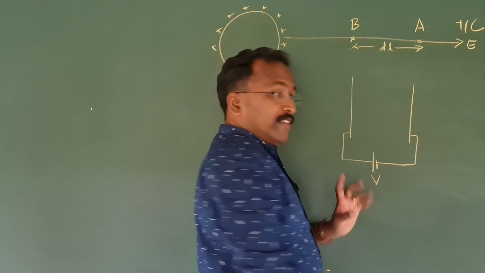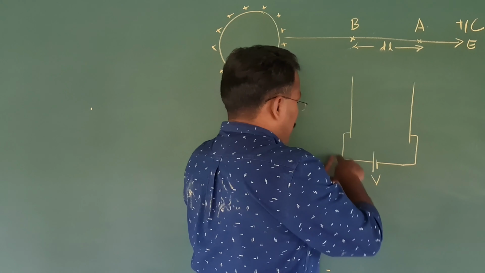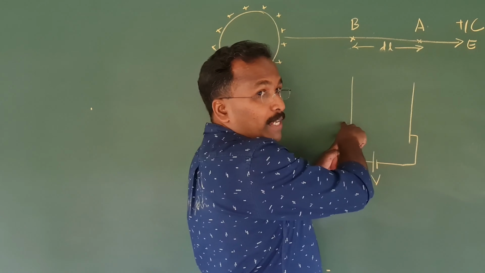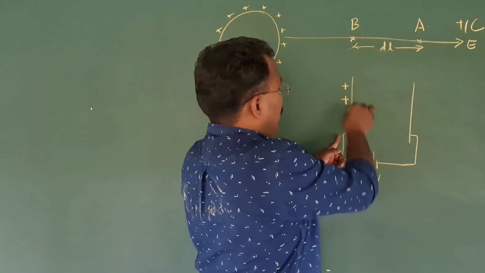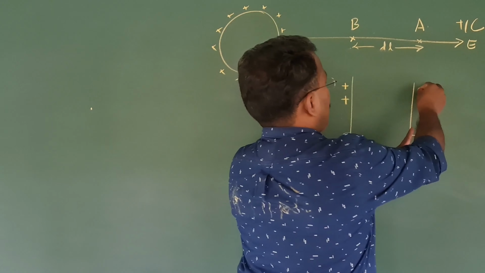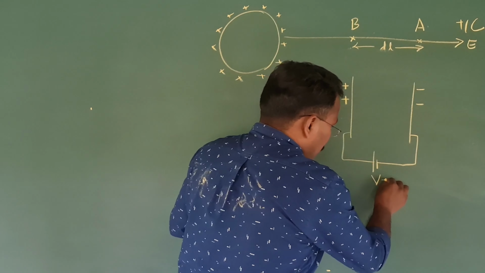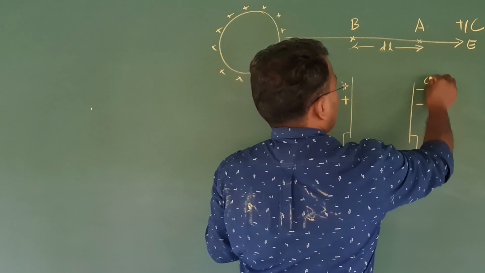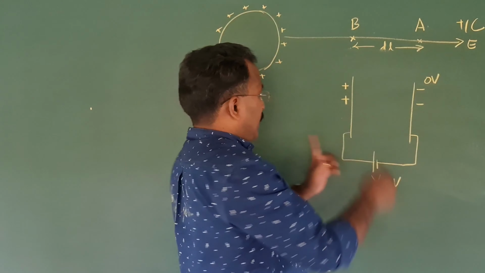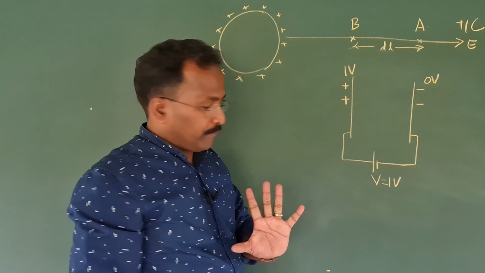It gives a potential difference V. Just imagine, this plate will be raised to a positive potential, and this will be raised to a negative potential. If this is equal to 1 volt, this will be at 0 volt and this plate will be at 1 volt. This is the thing.